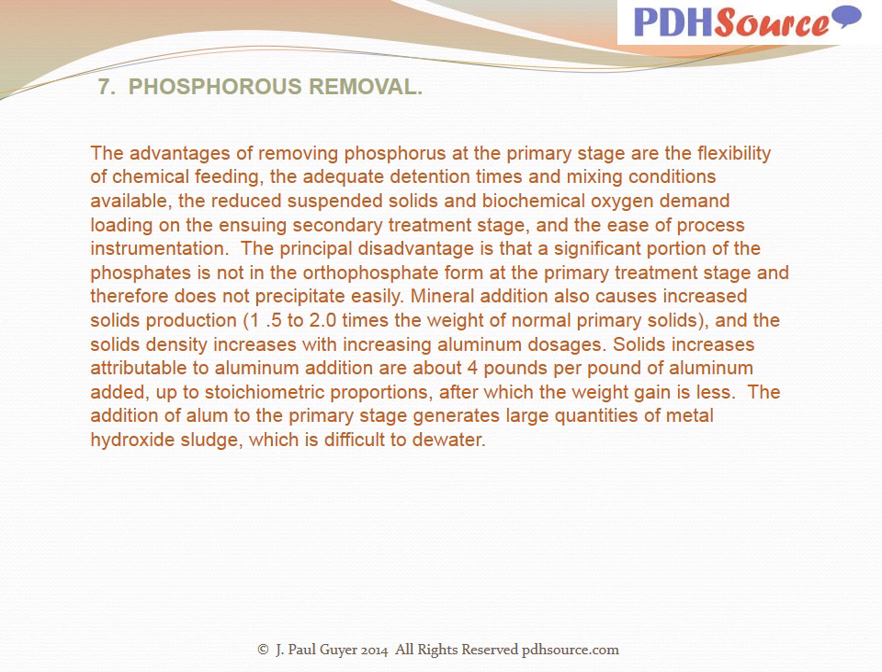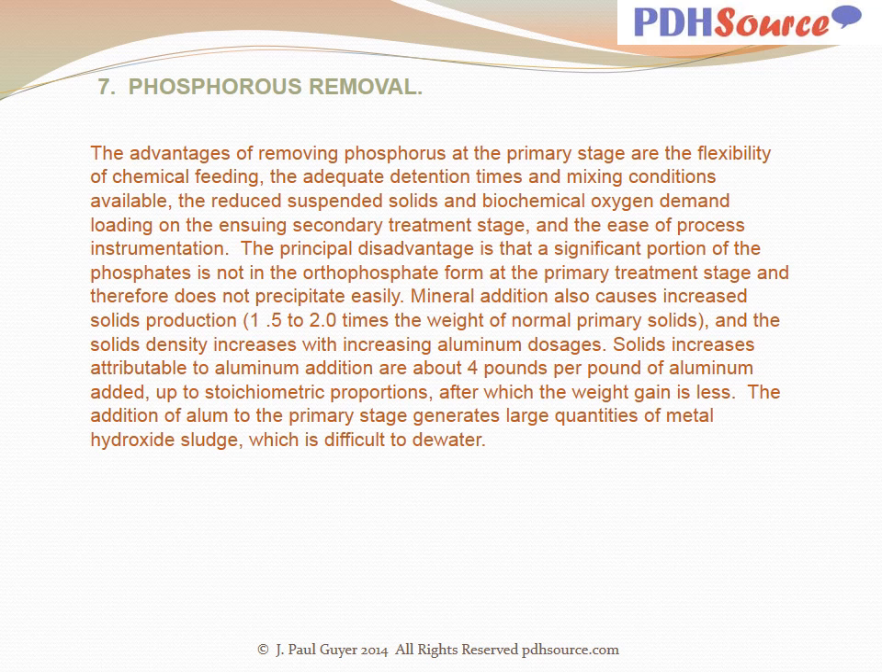The advantages of removing phosphorus at the primary stage are the flexibility of chemical feeding, the adequate detention times and mixing conditions available, the reduced suspended solids and biochemical oxygen demand loading on the ensuing secondary treatment stage, and the ease of process instrumentation. The principal disadvantage is that a significant portion of the phosphates is not in the orthophosphate form at the primary treatment stage and therefore does not precipitate easily.